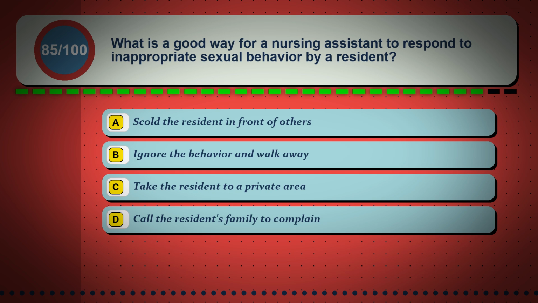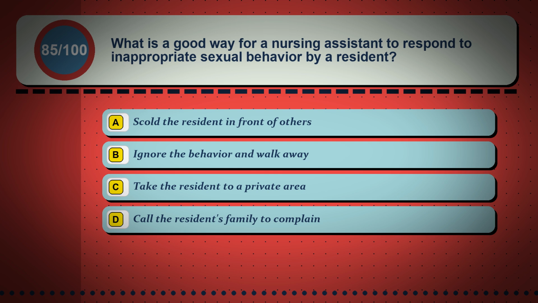Question 85. What is a good way for a nursing assistant to respond to inappropriate sexual behavior by a resident? Option A. Scold the resident in front of others. Option B. Ignore the behavior and walk away. Option C. Take the resident to a private area. Option D. Call the resident's family to complain.